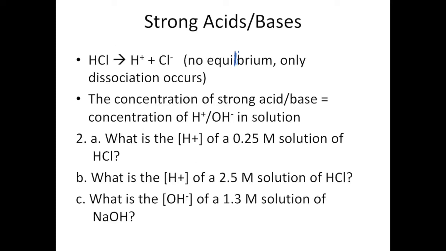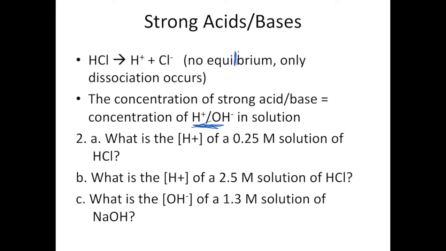Strong acids and bases. So HCl is going to dissociate completely into H plus and Cl minus. There's no equilibrium, there's only dissociation. Whatever concentration my strong acid or base is, that's the concentration of my H plus or OH minus in solution. And the reason why we need to find what these concentrations are is because that's going to tell us our pH. And that's what we care about.